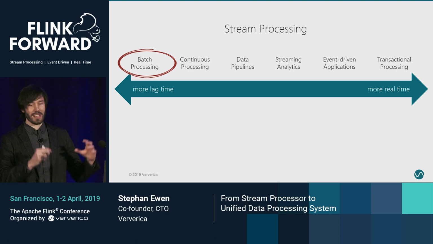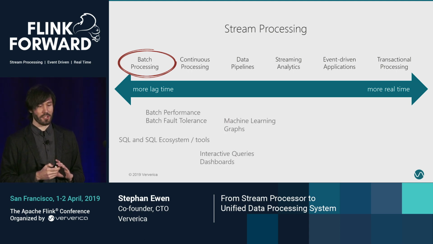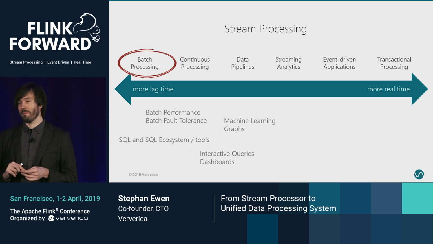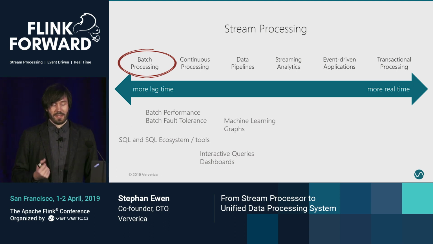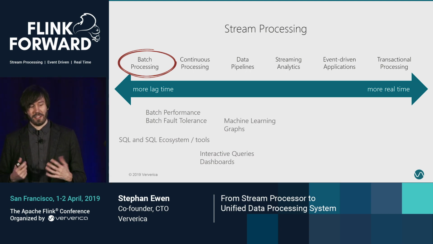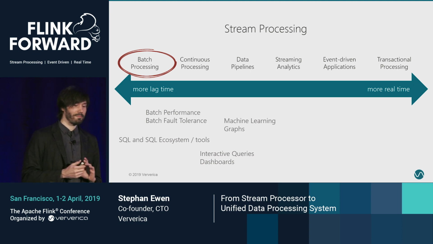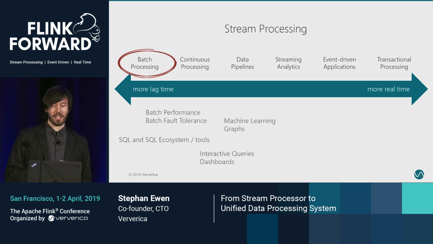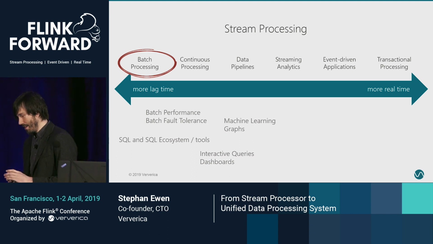In this diagram, it sounds like just this one bubble, this one circle, but it's in fact a huge space, and probably, I would say, much older even than real-time stream processing. There are a lot of developments currently happening in the Flink community to branch out in that direction. So around batch performance and fault tolerance, machine learning, graph processing, SQL ecosystem, and batch processing related tooling like interactive queries and dashboard integrations.